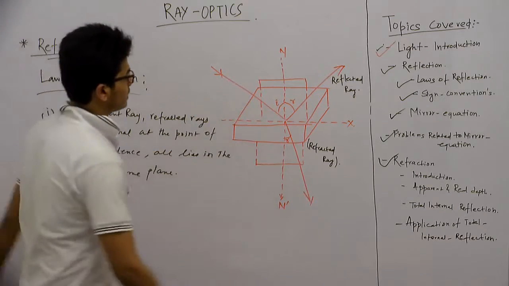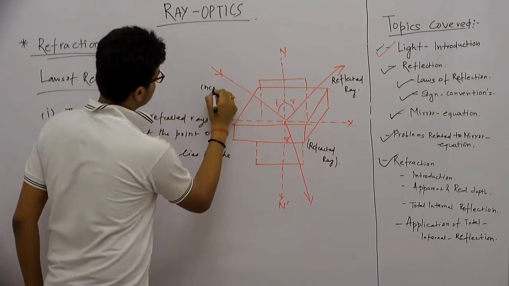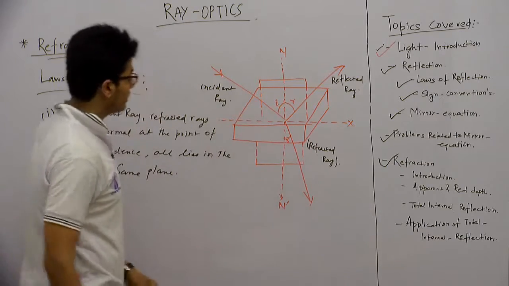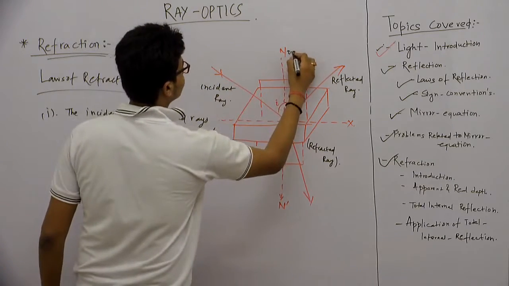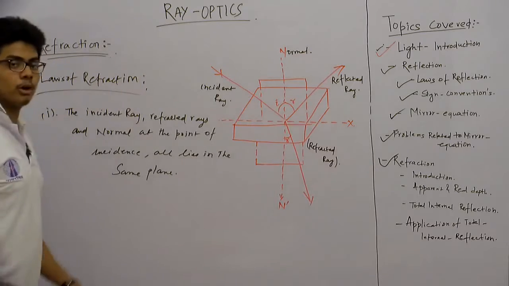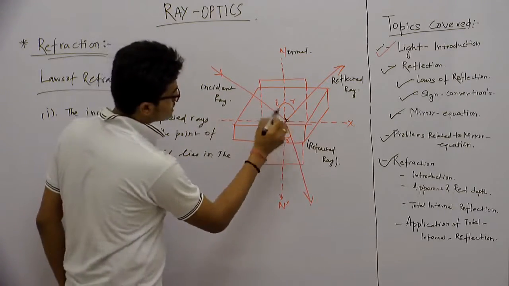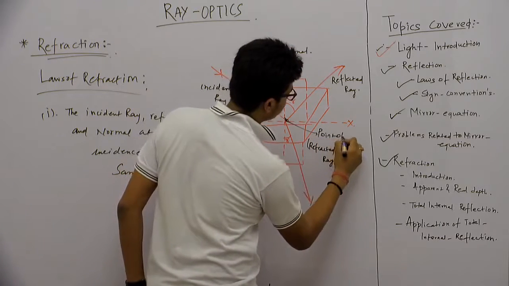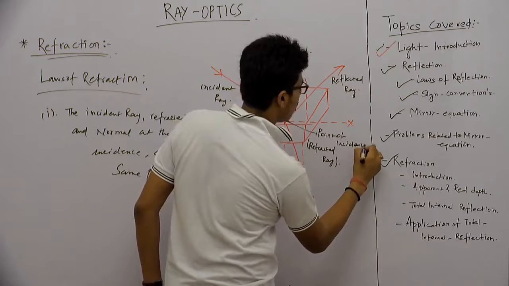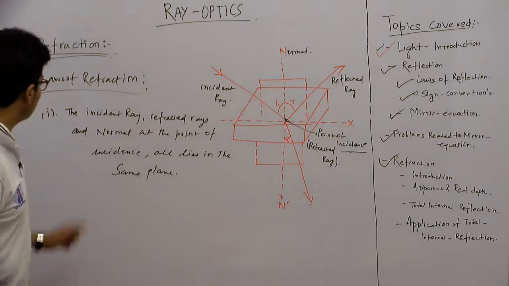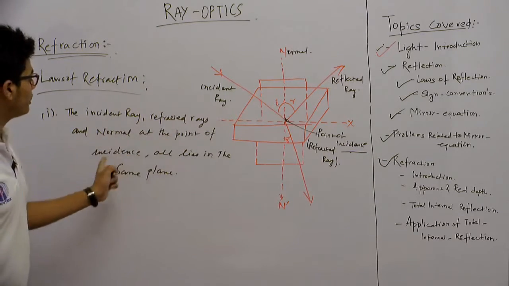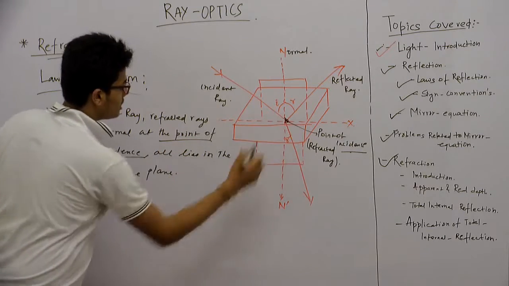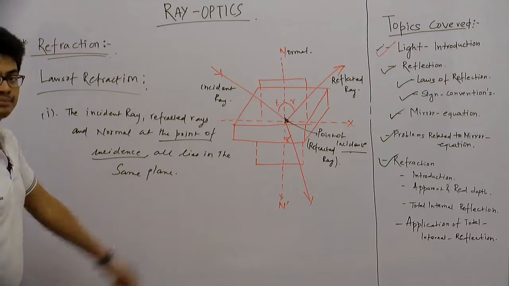The incident ray, the refracted ray, and the normal all lie in the same plane at the point of incidence. This is the point of incidence. Incident ray, refracted ray, and the normal at the point of incidence all lie in the same plane.